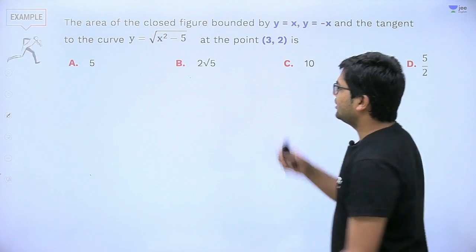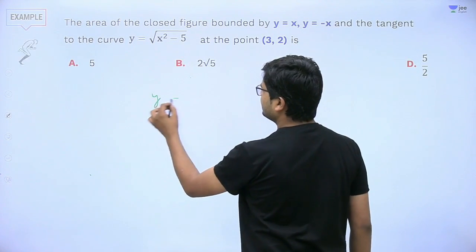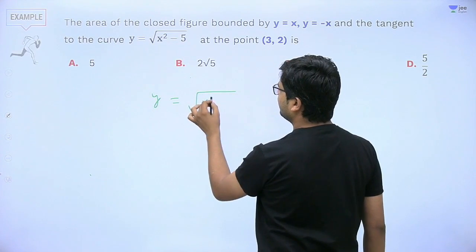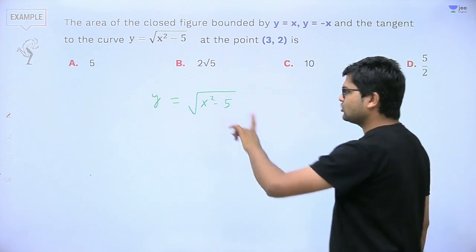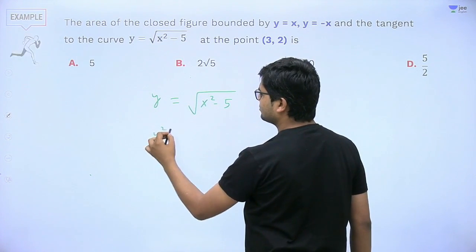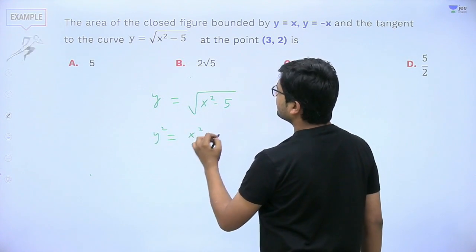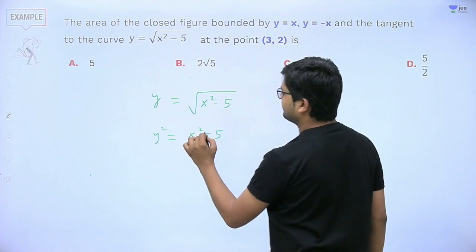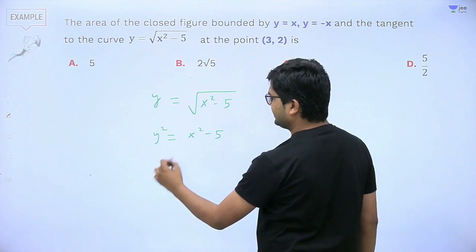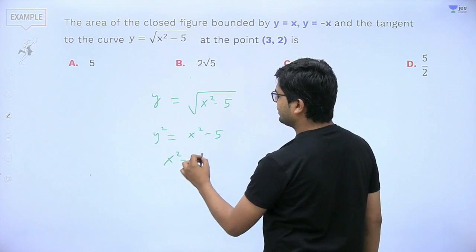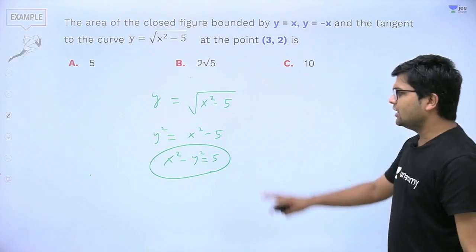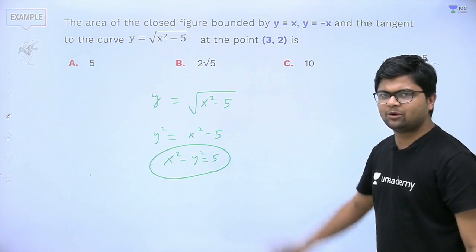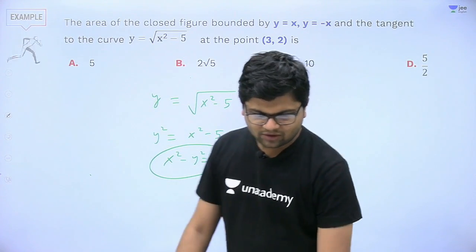Getting my point? Now this curve is given to me as y equal to square root of x square minus 5. This is the curve that has been given to me. Now square both sides, it will become y square equal to x square minus 5. Now this will be x square minus y square equal to 5. That is the figure. Now this figure is a hyperbola. Yes or no? Got my point?